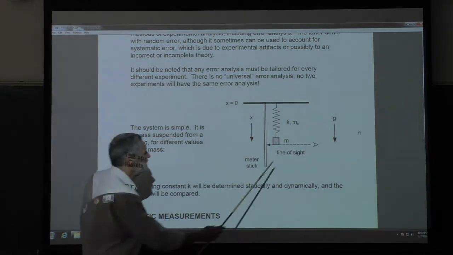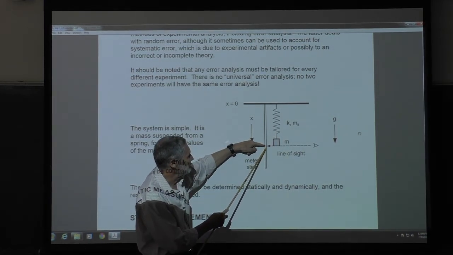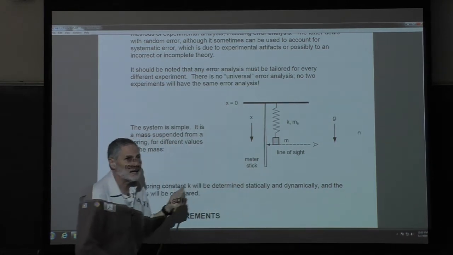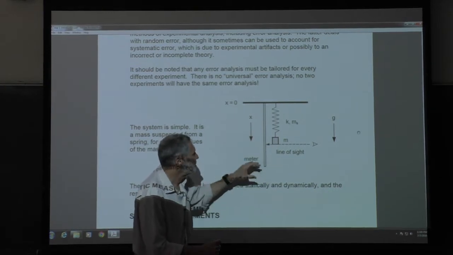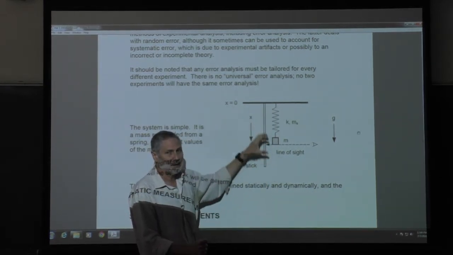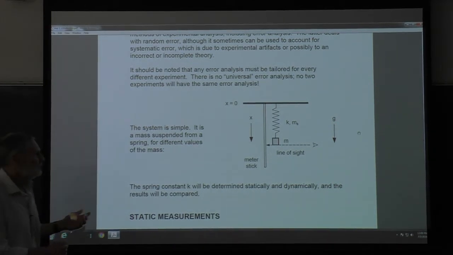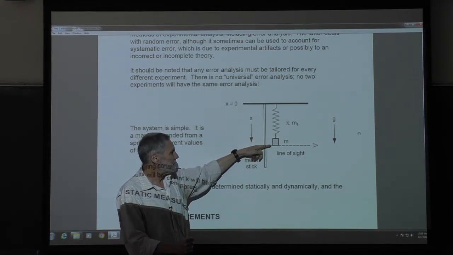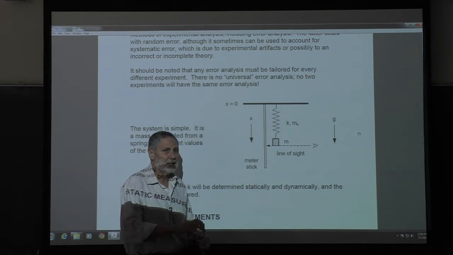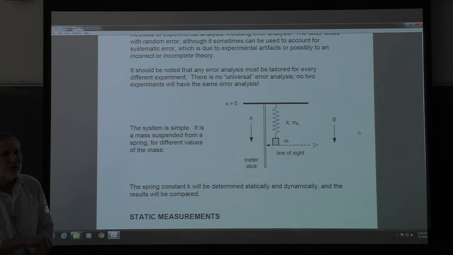So you'll simply be sighting along here and taking readings off the meter stick for different masses. That's the static data. You're going to take two types of data. We call this the static data. You're also going to time the oscillations. We'll call that the dynamic data. And the basic idea of the experiment is you can determine the spring constant statically from measurements here, like I just described, and dynamically from the period. And we want to compare the two values and see if they agree within experimental error. That's the idea.